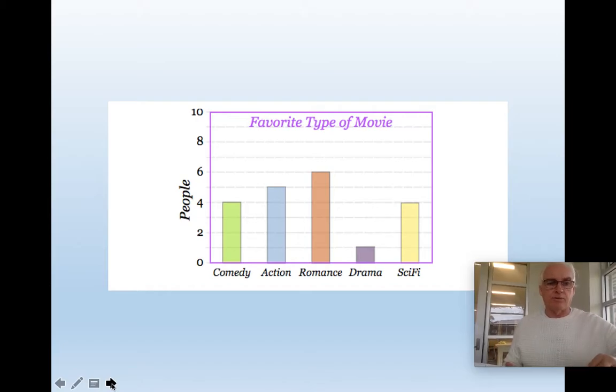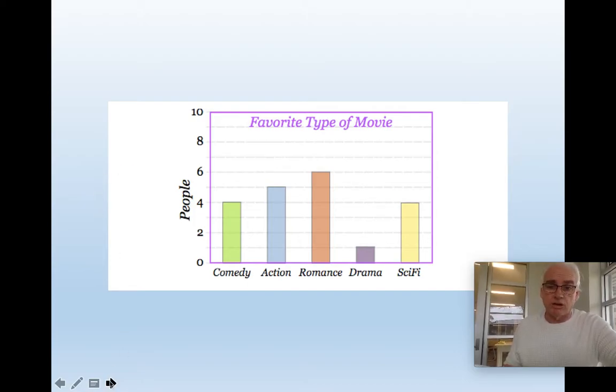So in this example, we have on our x-axis the different types of movies: comedy, action, romance, drama, not even maths, and sci-fi. People across here, looking at frequency or in some cases percentage, is along our vertical axis.